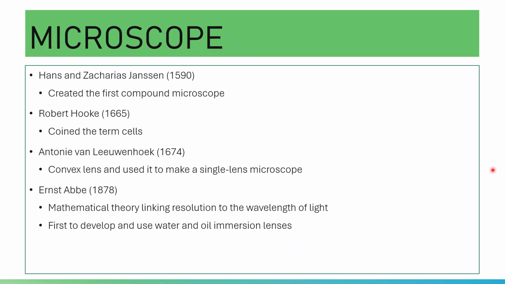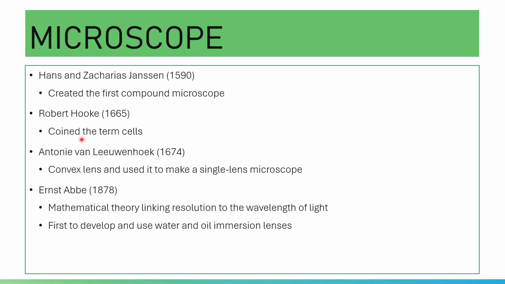Hans and Zacharias Janssen are Dutch, from the Netherlands. They are father and son, who created the first compound microscope, according to accounts. In the 1590s, Hans and Zacharias Janssen created the first compound microscope.